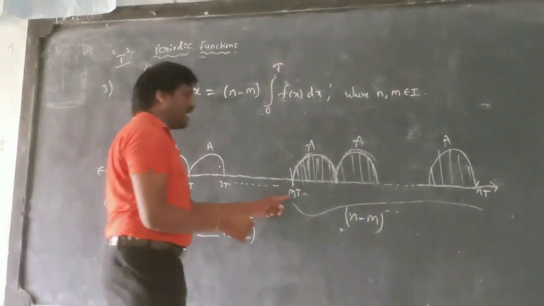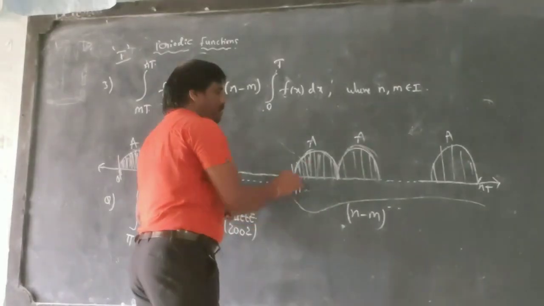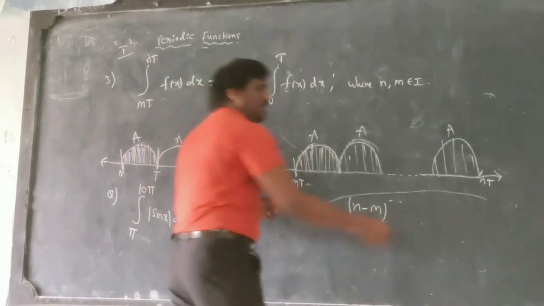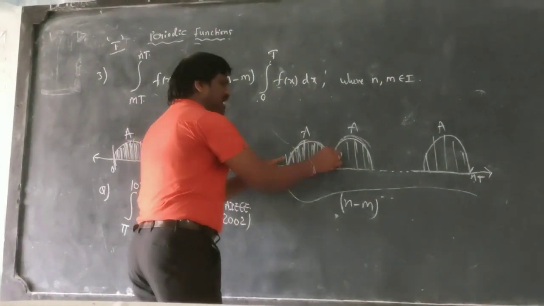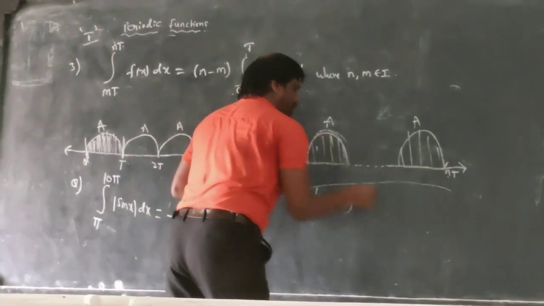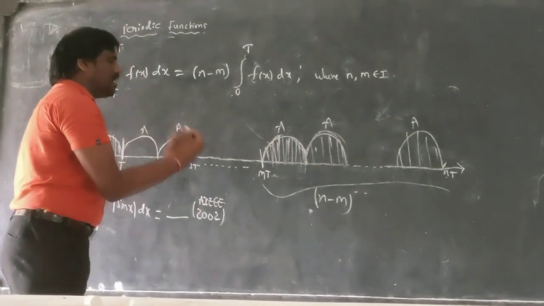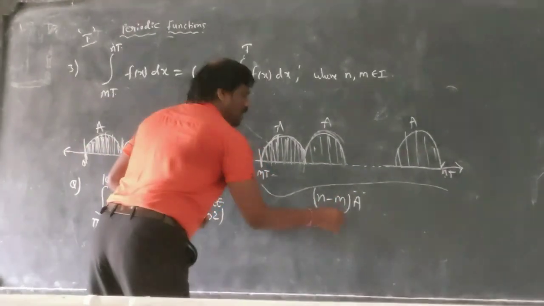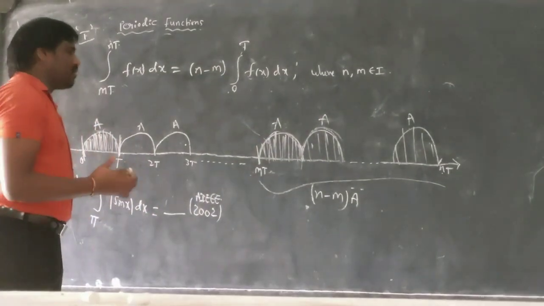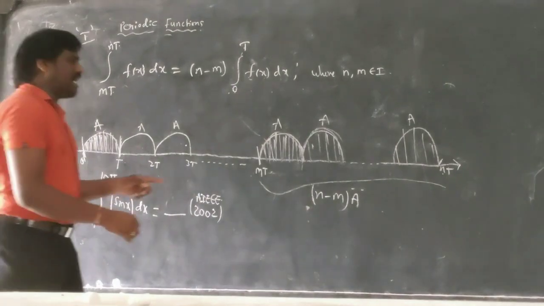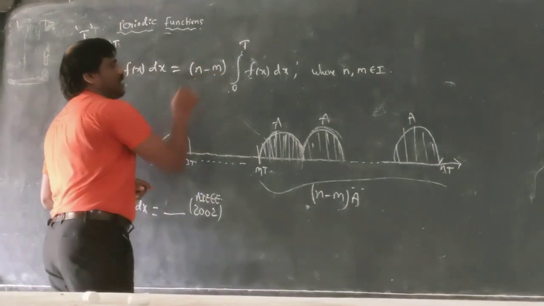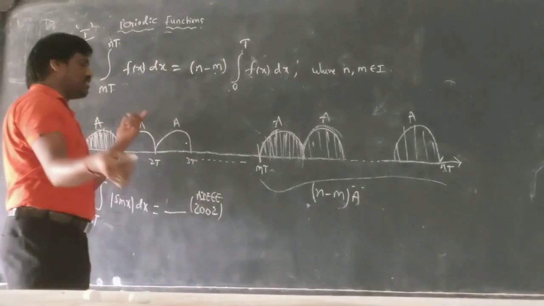I want to find the area from mT to nT, which means I want to count how many such boxes are there. This is n, this is m, and T is the period; no need to think about that. So how many counts will be there? n minus m. So (n minus m) times A will be the area, because each box has area A. Then the area from mT to nT is (n minus m) times A, where A is the integration from 0 to T of f(x) dx. That is the proof. Over.